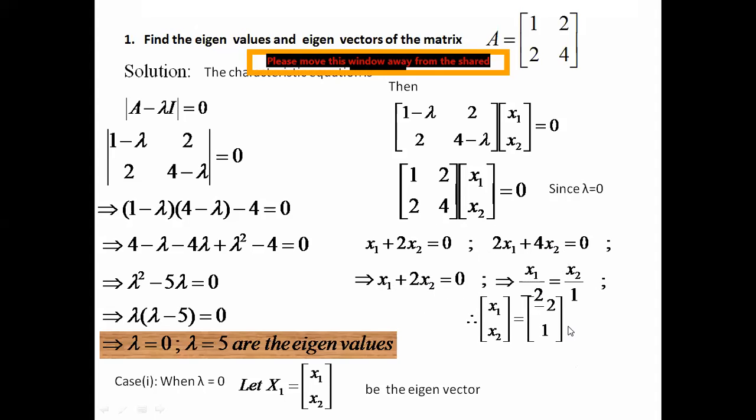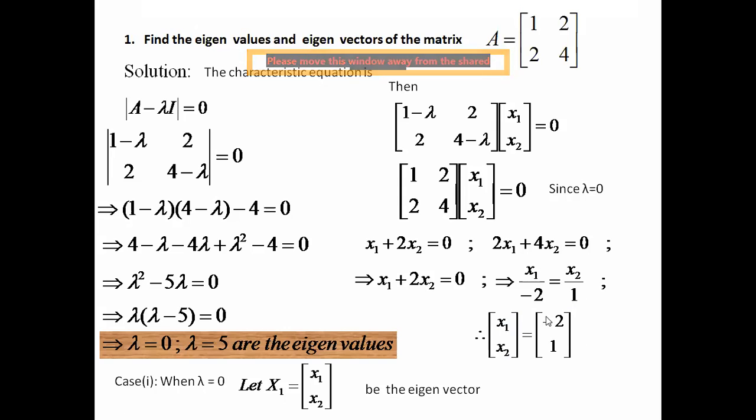So what is that capital X1? Capital X1 means the column matrix having these unknowns, that is, minus 2 and 1. That means x1 is a multiple of minus 2, and x2 is also a multiple of 1: minus 2 into k, and we get 1 into k. That will be the eigenvector when lambda is equal to 0. Similarly, we shall take another case when lambda is equal to 5. When lambda is equal to 5, suppose that another eigenvector X2 is y1, y2.